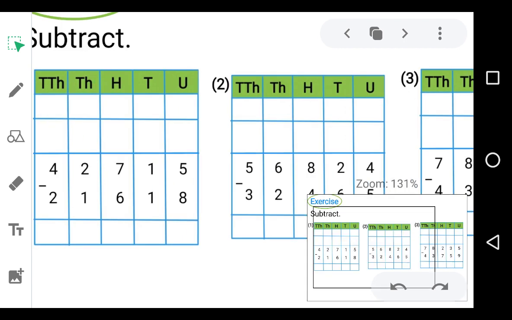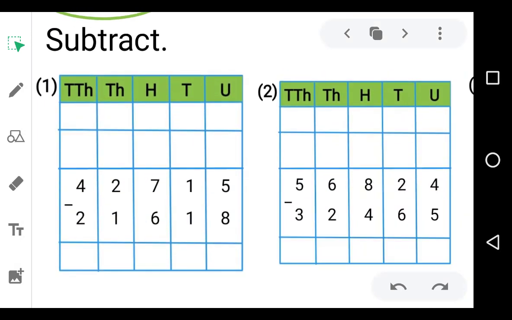So see, in the first one, the numbers are given 42,715 and 21,618. So here in the unit place we have to subtract 8 from 5. But we cannot subtract 8 from 5. So what we have to do? We have to borrow 1 from the tens place. At the tens place there is 1. So this 1 will be 0, and at the unit place 5 will be 15.